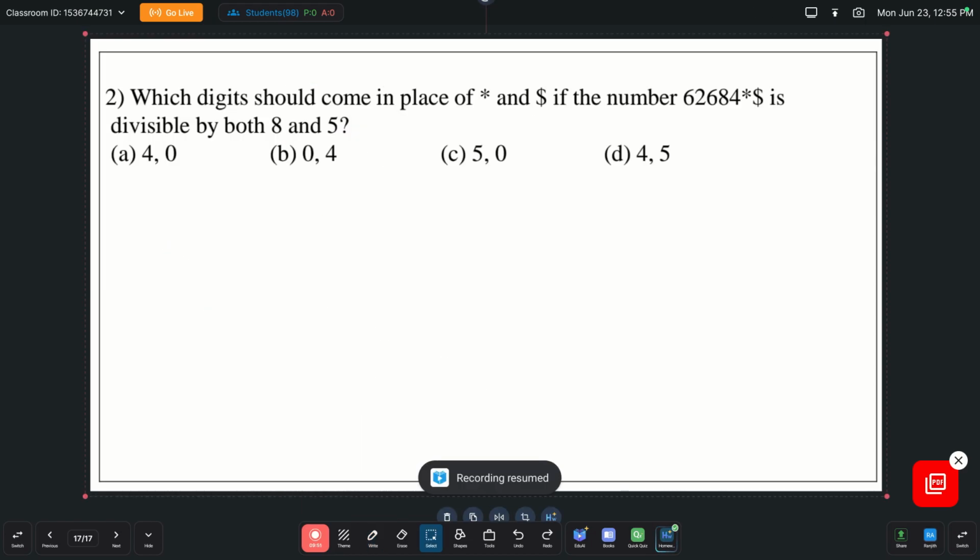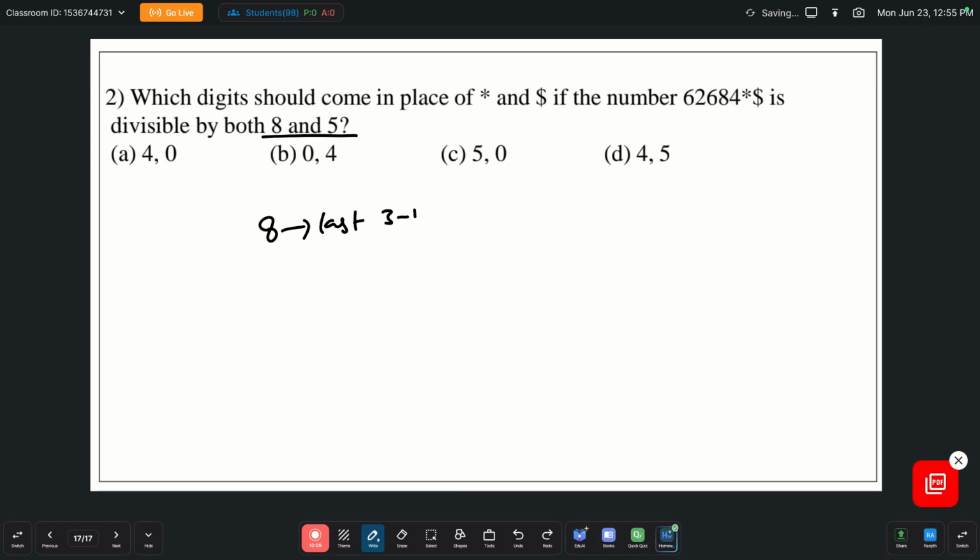Which digit should come in place of star and dollar if the number 62684 star dollar is divisible by both 8 and 5? The divisibility rule for 8 is the last 3 digits. The divisibility rule for 5 is that the unit digit is either 0 or 5. Compulsory, it has to end with 0 or 5. So by looking at the options, the unit digit ends with 0, and the other ends with 4. This option is eliminated.